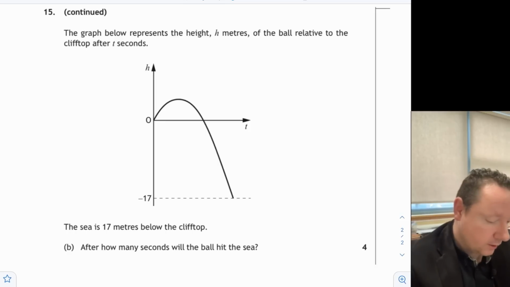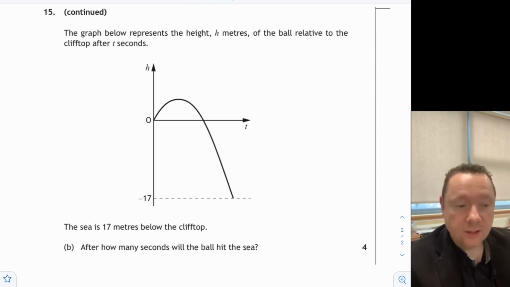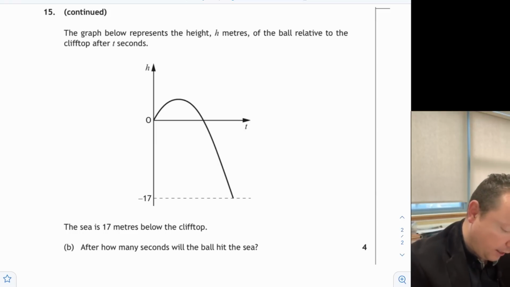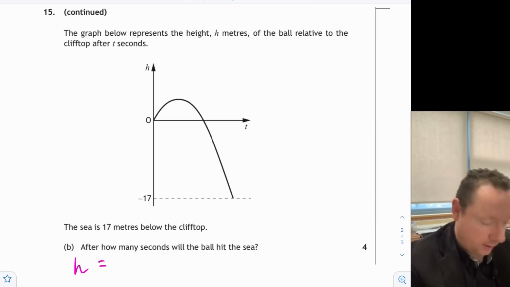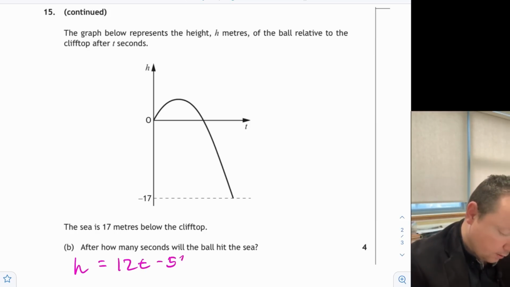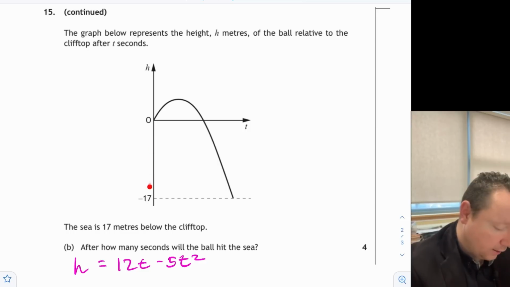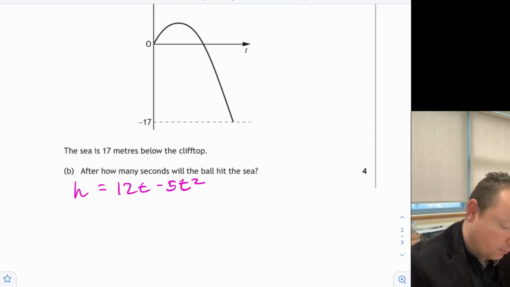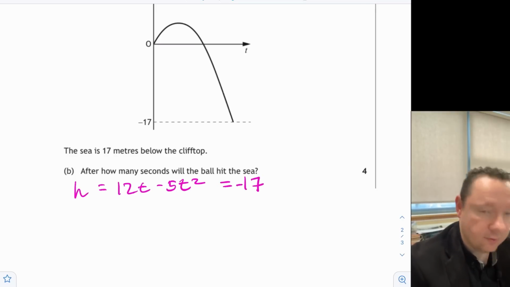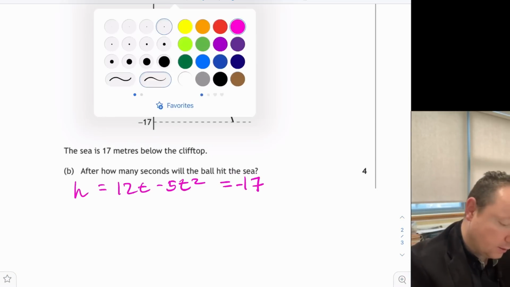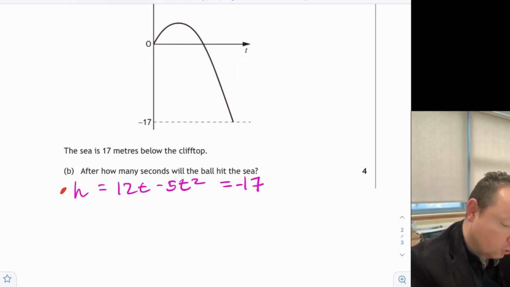Okay, part B, this gives us the graph relative to the cliff top after t seconds. The sea is 70 meters below. After how many seconds will the ball hit the sea? Well, just remember our equation for the height was equal to 12t minus 5t squared. But we know that this must equal minus 17 because it's going down by 17 from the start. So that means we just need to say that that equaled minus 17 for 1 mark. And that's difficult to see if you're not sure of the context of the question.